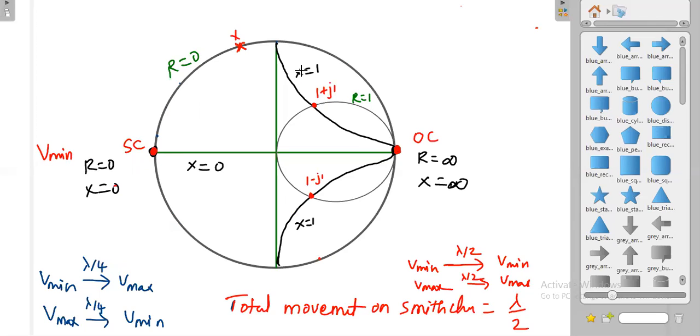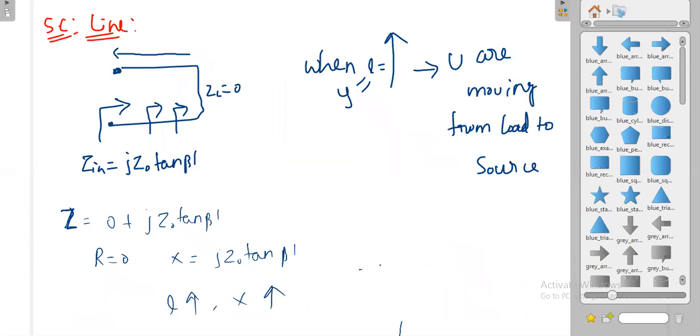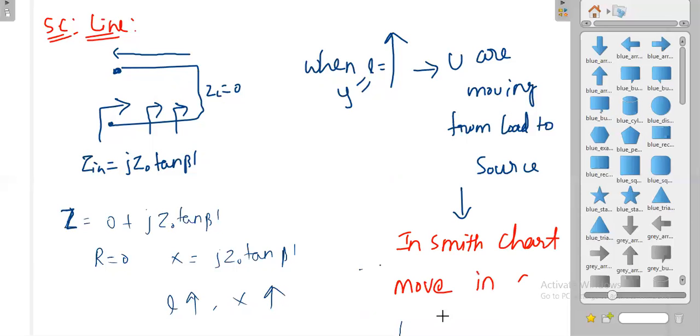So what is the conclusion? When you go from load to source, in which direction do you have to move in the Smith chart? In the Smith chart, you have to move in the clockwise direction. When you go from load to source, you move clockwise. Now suppose you go the opposite way, definitely you have to move in the anti-clockwise direction. That also I can give you as an example.